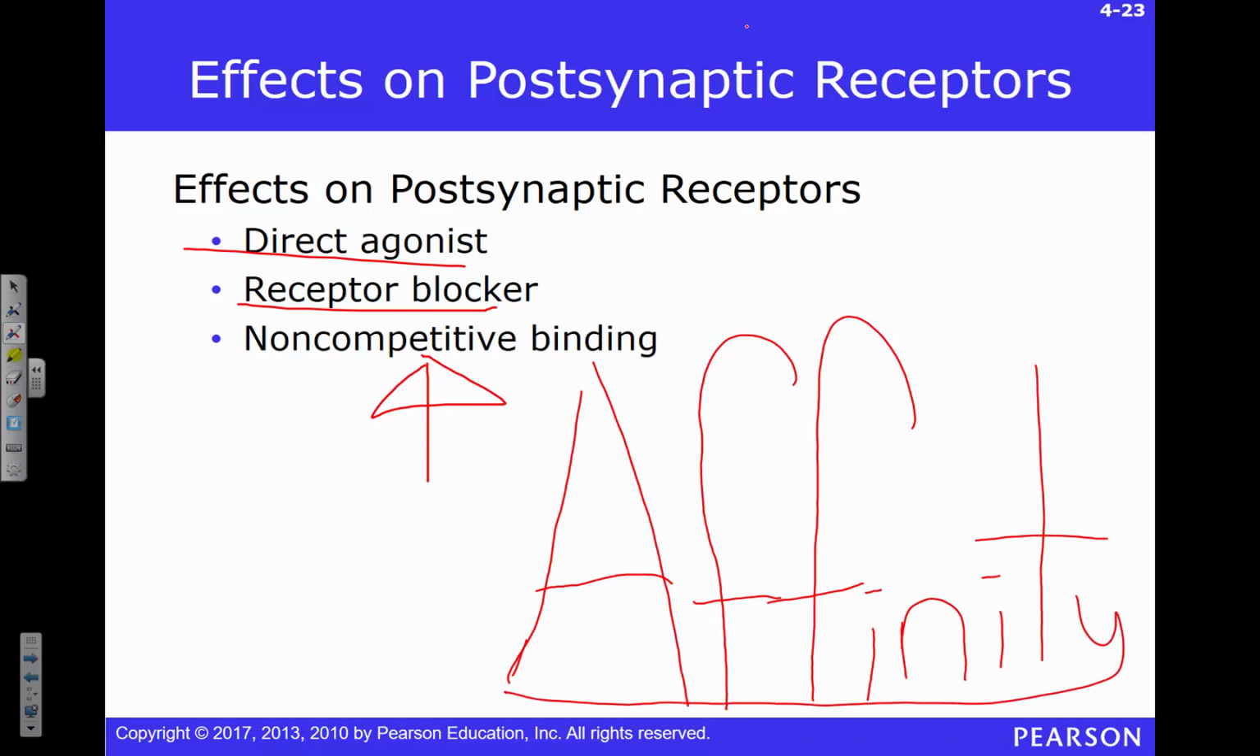Affinity. If it's non-competitive binding, the affinity of that molecule for the receptor is going to be super high. Okay? It's going to be so high that it's going to be locked in together and you're never going to rip them apart. How many of you know somebody like that? Like they're so locked in with some other person that you can't pry them apart even though you hate one of them?